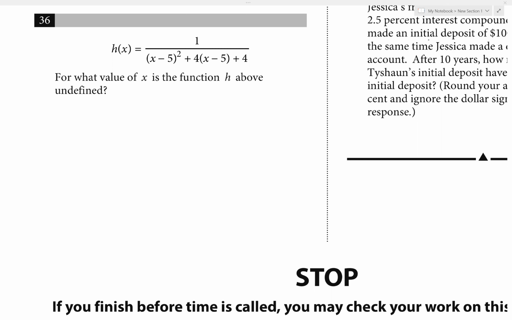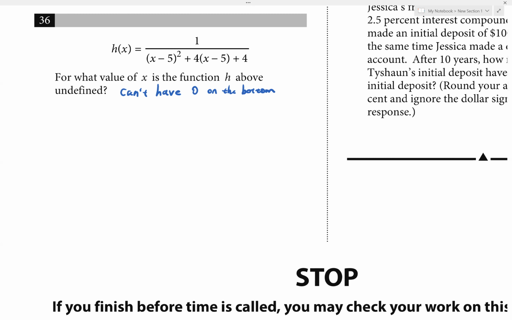So you want this function to be undefined. And looking at this function, it is a fraction, right? So you have this really giant fraction here. But if you have a fraction, the fraction is undefined if we have 0 in the denominator. So for any fraction, we cannot have 0 on the bottom. So that means the denominator cannot be 0. If we divide by 0, that's undefined.